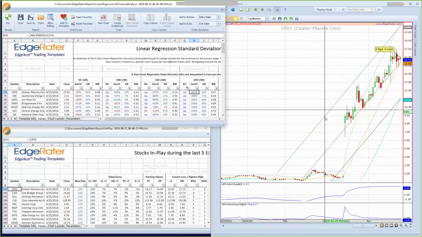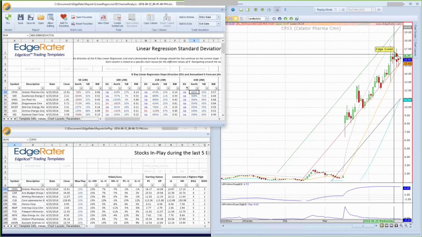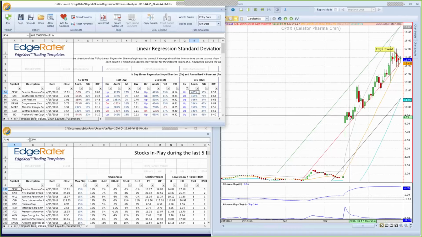So yeah, that's the regression. You might see this annotation here, it says Edge event, and that's really just pointing to the bar for the date of this report. If you look over to the left, where it says 4/25/2016, that's the day that we ran this report for. It's possible in the software to run this report for a historical date, and if you did that and then started to browse around the report, the little Edge event will be pointing at different days.